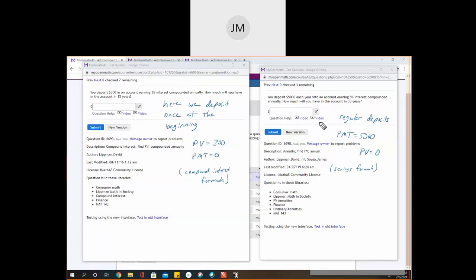What we want to do is identify where the money's coming from, right? Is it coming once at the beginning, or is it regular deposits or payments? That's what we want to keep track of as we go through this to make sure that we're using the right formula. And then once you have the right formula or the right starting information, typically people do just fine. You've practiced these in the homework, and then you shouldn't have a problem.